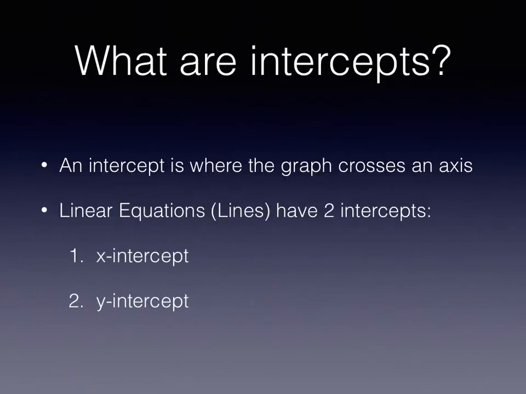So what are intercepts? Well, an intercept is where the graph crosses an axis. Linear equations form lines and have two intercepts, the x-intercept and the y-intercept. So the x-intercept is where the line crosses the x-axis. And the y-intercept is going to be where the line crosses the y-axis.